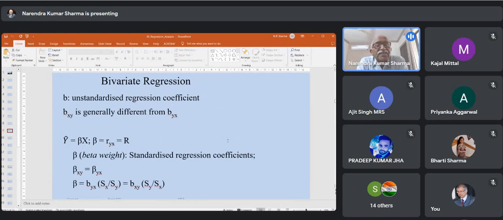So B is called the unstandardized regression coefficient. If we regress x on y, then the value of B will differ from that if we regress y on x, because x may have a standard deviation or variance different from that of y, and therefore what we are regressing on what determines the value of B. So if we write B yx, that means we are regressing y on x. If we write B xy, that means we are regressing x on y.